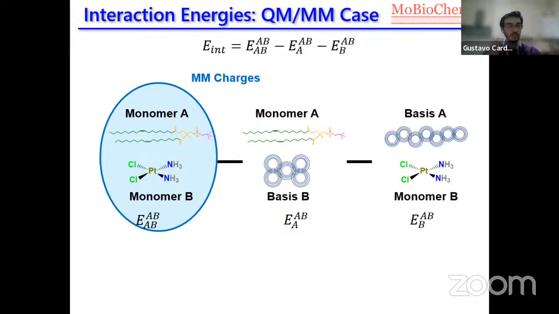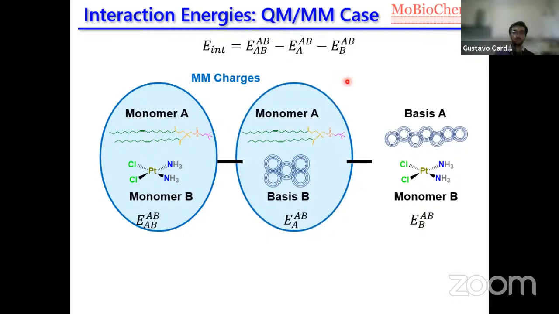And in this case, of course, at this point, it is a little bit arbitrary. But in this case, what we did was to consider cisplatin as one of the monomers and the rest of the system as the other monomer. So we included the full set of MM point charges, so the outer layer here. Okay, now we have our setup, our QMMM case.